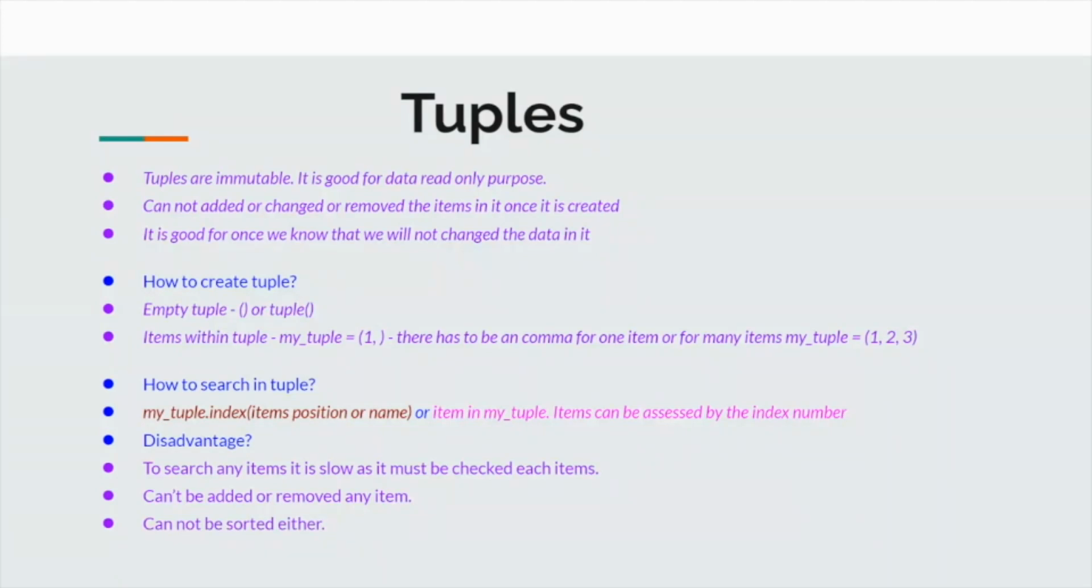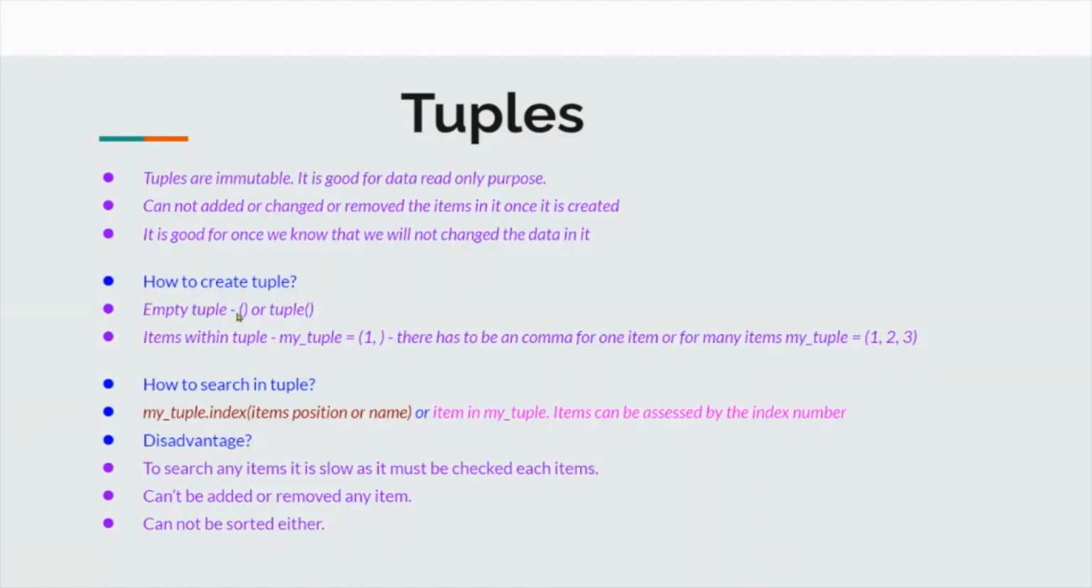It is good for read-only data. Let's say you put information in a spreadsheet, and you have no intention to change or delete it. In that case, a tuple is the best, and as I said, you cannot edit, change or remove the items once it has been created.